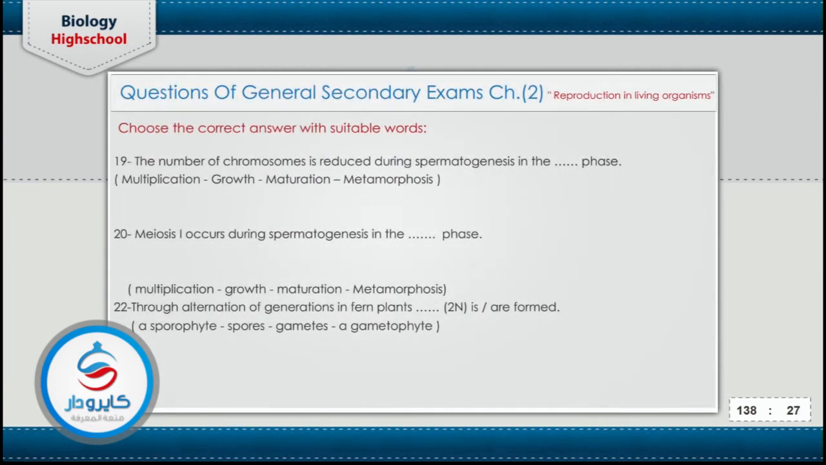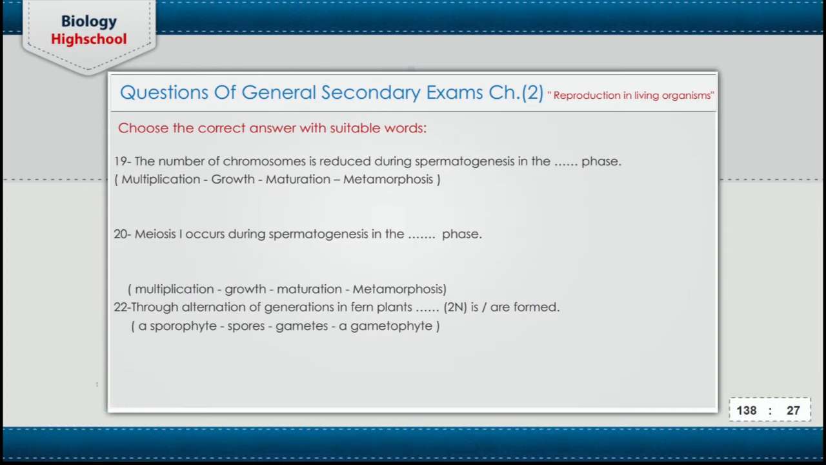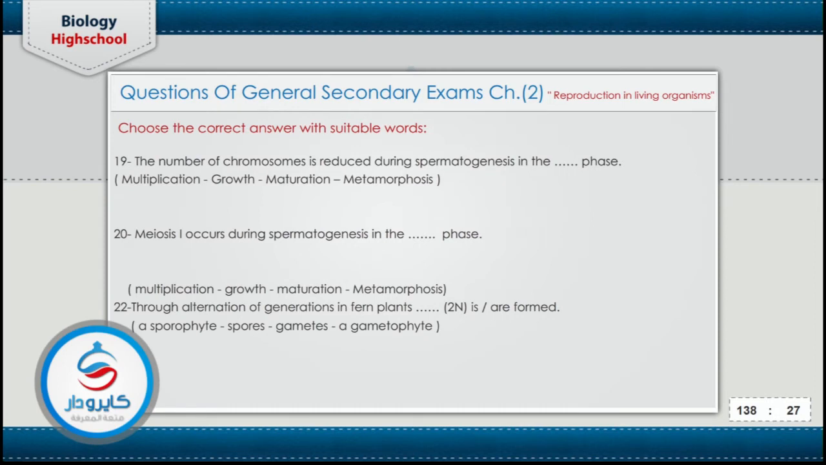The number of chromosomes in the is reduced during the spermatogenesis in the dot phases. The number of chromosomes is reduced, means it changes from diploid into haploid. That takes place during the maturation, where the meiosis division takes place in the maturation only. So meiosis is a kind of division which reduces the number of chromosomes from 2n into 1n.